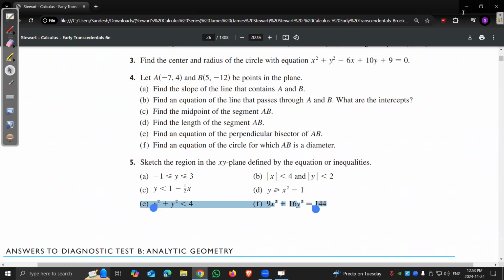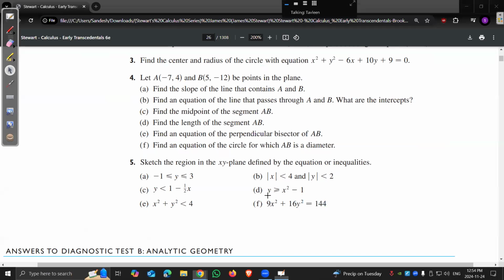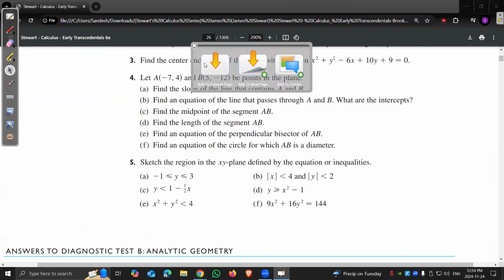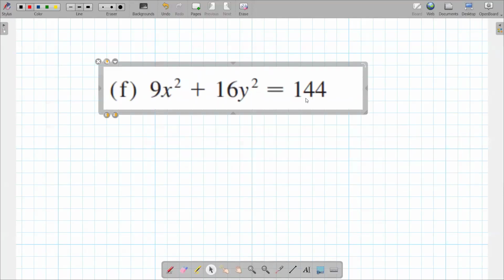It's an ellipse, okay? It's an ellipse. So this one is not an inequality. It's a little bit difficult to graph. There's a lot of steps. You'll do this in grade 12, I think. So to graph this, it's not the easiest.